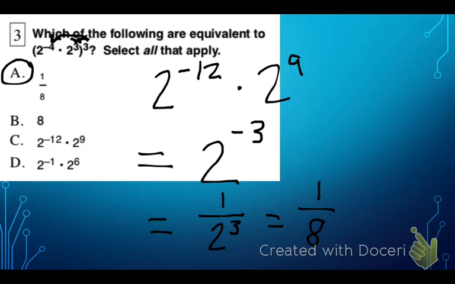B is 8, so that would not be one of my answers. C is 2 to the negative 12 times 9, and I see that in my first step where I simplified, that's what I got there. So C would also be one of my answer choices.